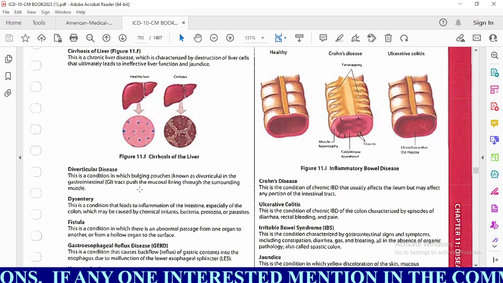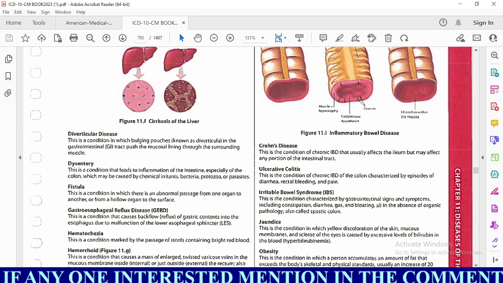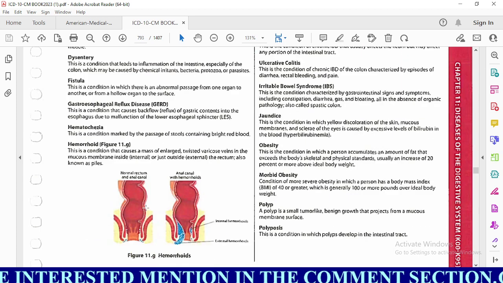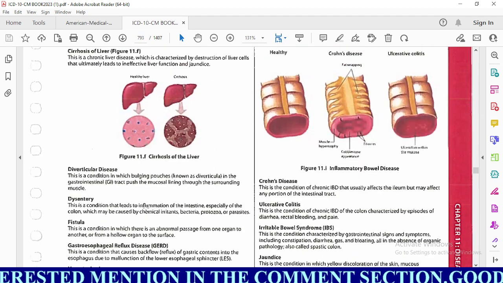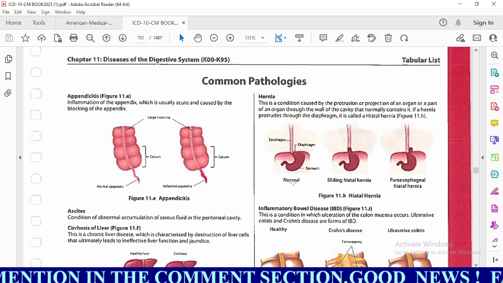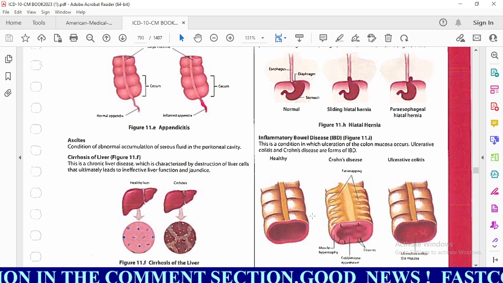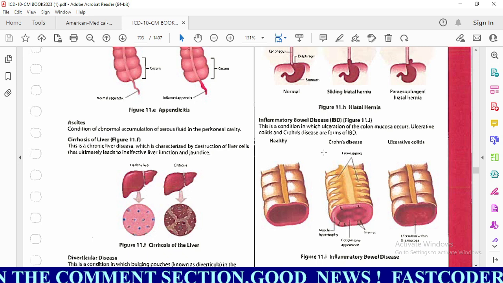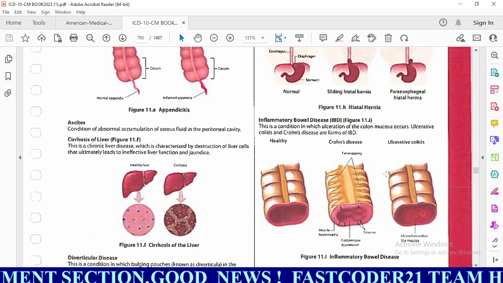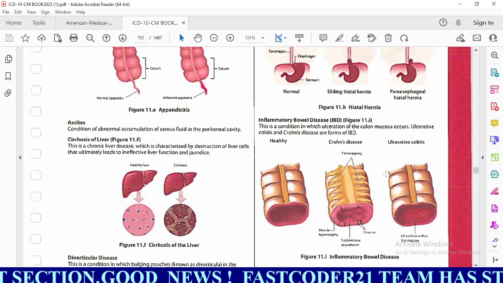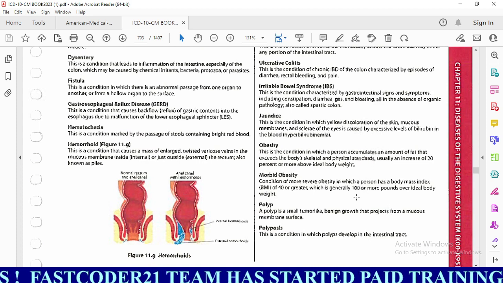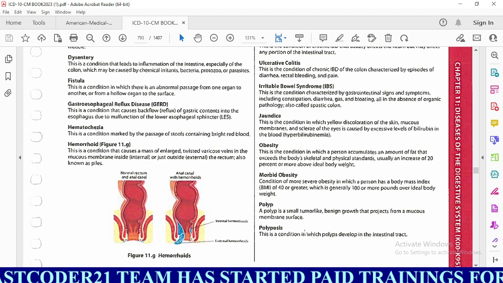Here it is diverticular disease, dysentery, fistula, GERD, hematochezia, hemorrhoids. Hemorrhoids are the most common procedures performed in the SDS coders or SDS system, and also hernias, inflammatory bowel diseases, Crohn's disease, and ulcerative colitis. So these are the common inflammatory bowel diseases. And you have jaundice, obesity, morbid obesity, polyp, and polyposis.